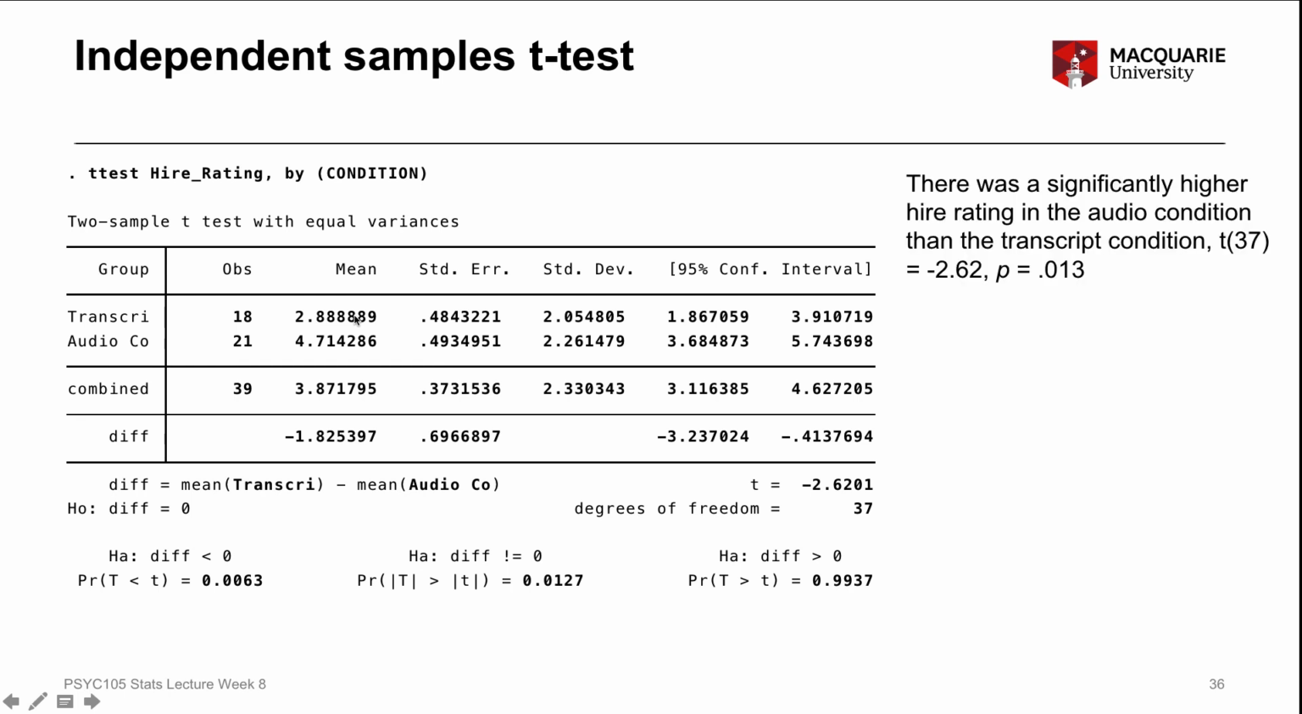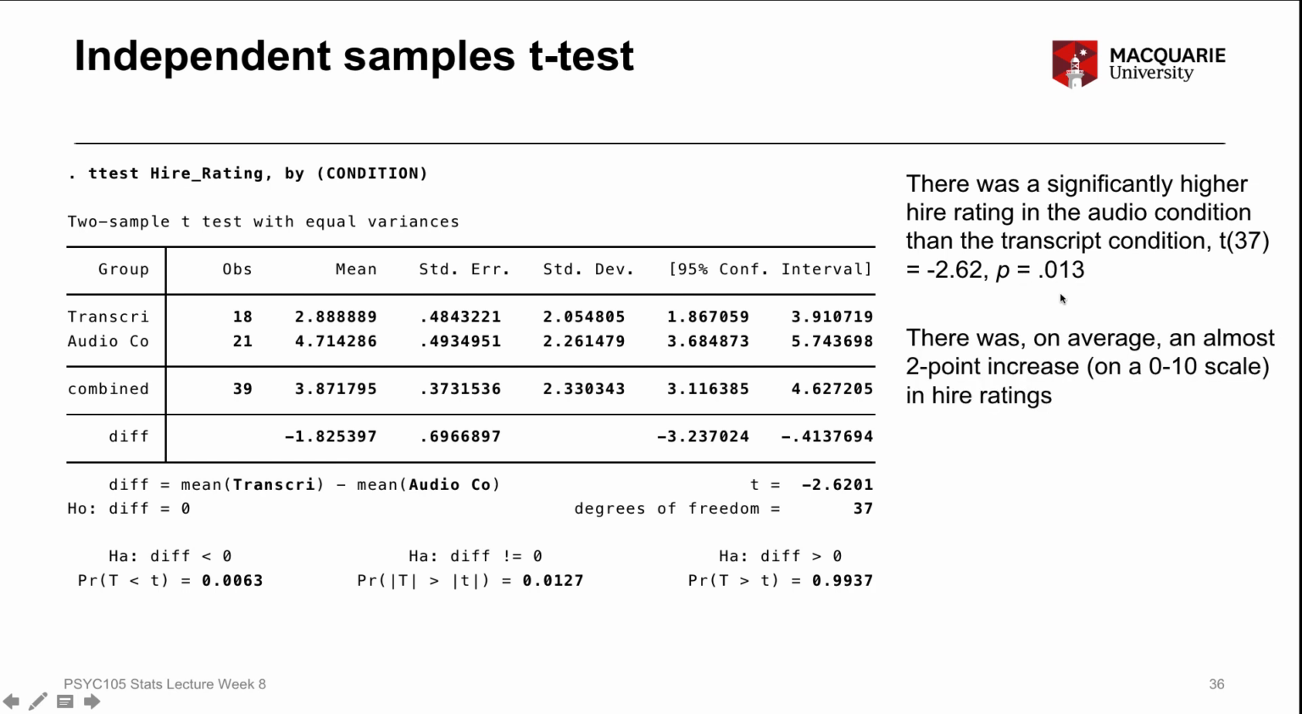So we can write something like there was a significantly higher rating in the audio condition compared to the transcript condition, and then quote our t statistic and our p-value. We can also again measure the effect, the size of this difference, and in this instance I'm going to use an unstandardized effect size measure, kind of similar to the percentage difference that I used in the previous couple of examples, by just looking at how big the difference is between the 2 groups. So group 1's mean is 2.8, group 2's mean is 4.7. That's almost a 2-point difference. It's a 1.8 point difference, almost 2-point difference.